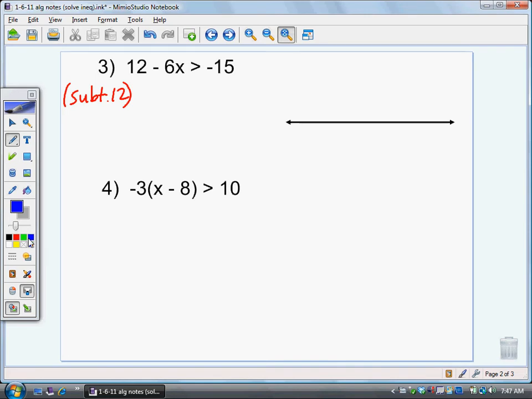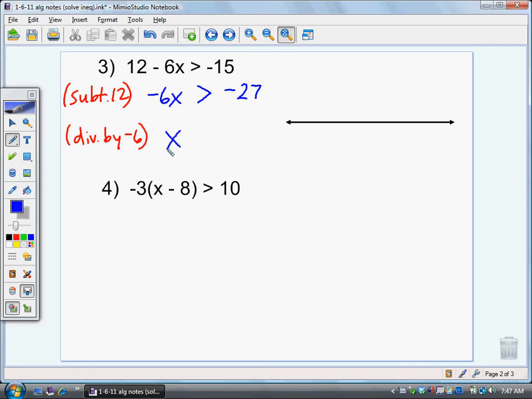When I do that, I'll get negative 6x on the left, and I will get negative 27 on the right. My inequality symbol stays the same because I was subtracting. It only changes if I multiply or divide by a negative. Now the next line, I'm going to divide by negative 6. So here I am dividing by a negative number.